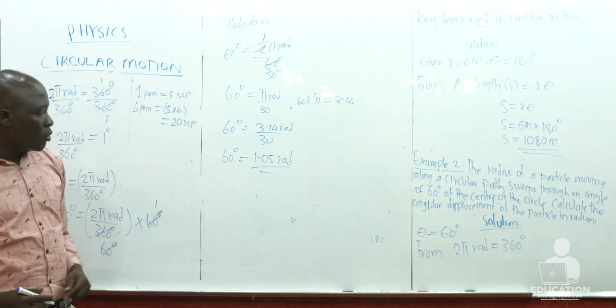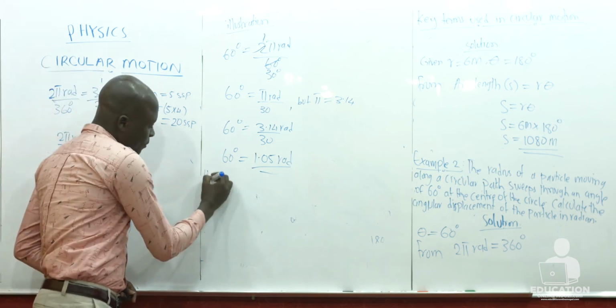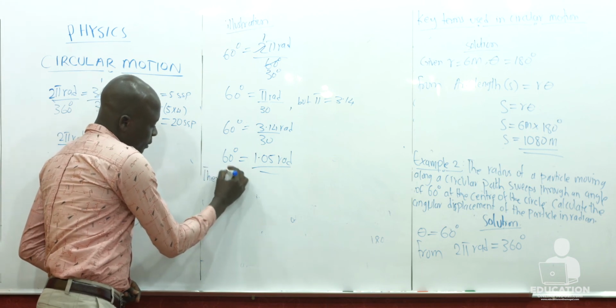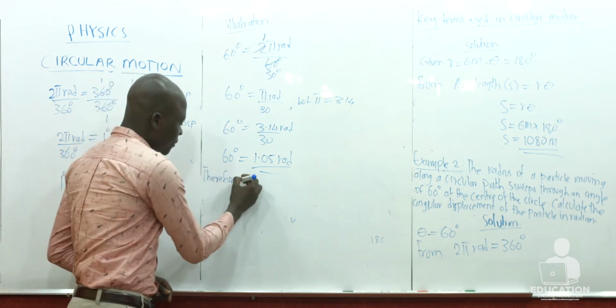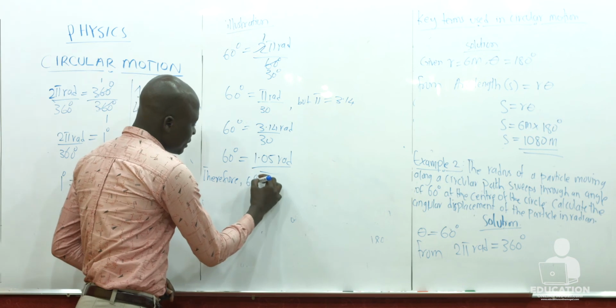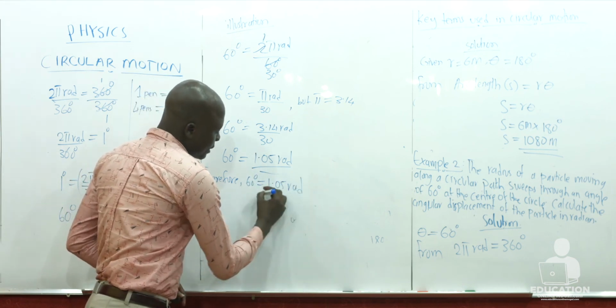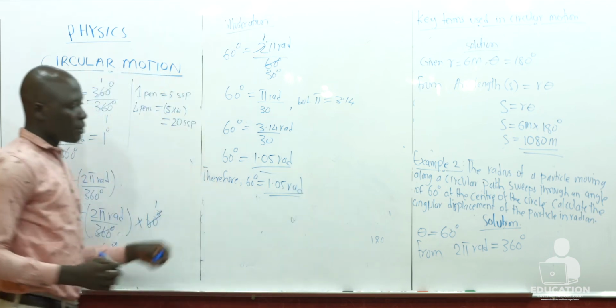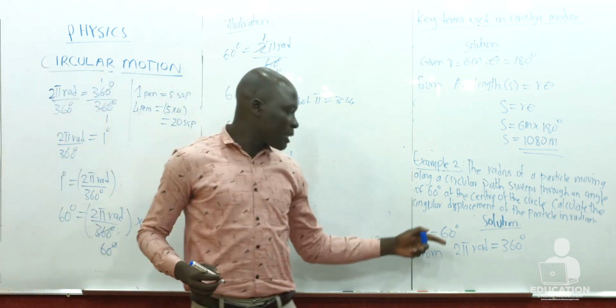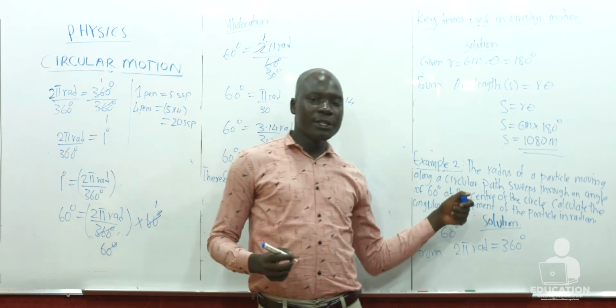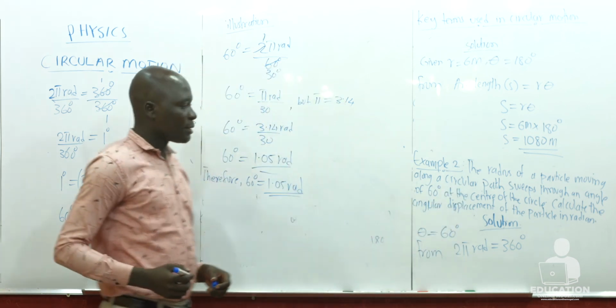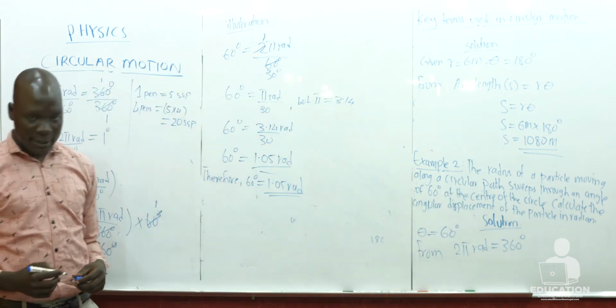So from here you can conclude to say, therefore, 60 degrees is equal to 1.05 rad. So this question simply is asking us to convert degrees to radians, or to rad.